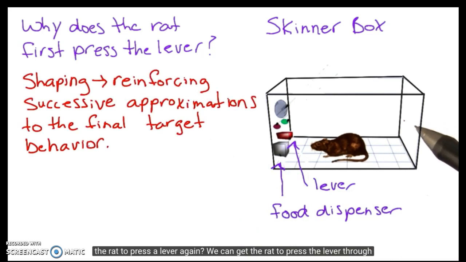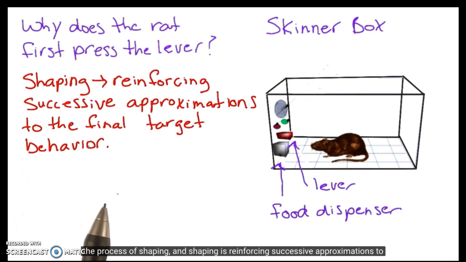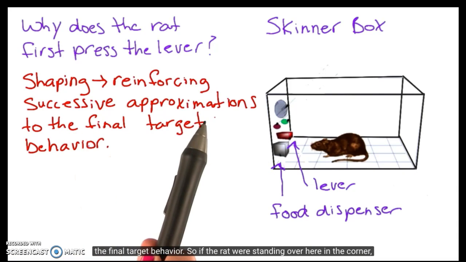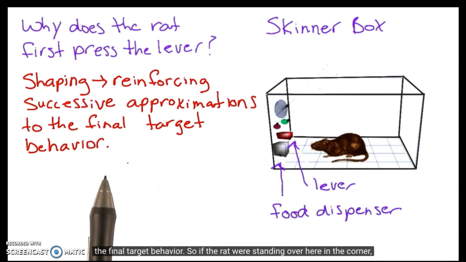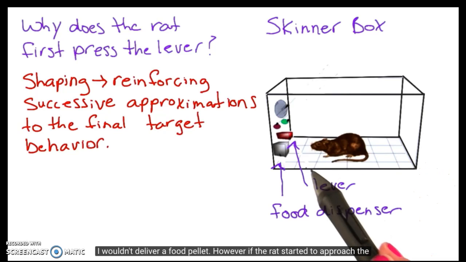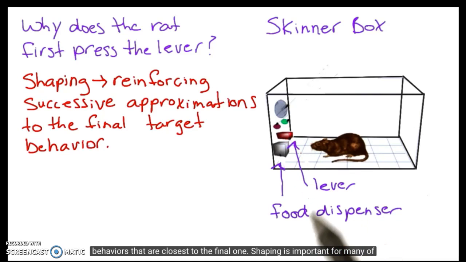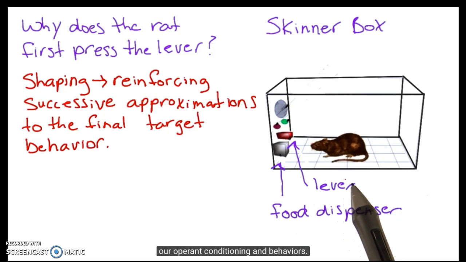We can get the rat to press the lever through the process of shaping. And shaping is reinforcing successive approximations to the final target behavior. So if the rat were standing over here in the corner, I wouldn't deliver a food pellet. However, if the rat started to approach the lever, I could deliver a food pellet. Eventually, you reinforce those behaviors that are closest to the final one. Shaping is important for many of our operant conditioning behaviors.